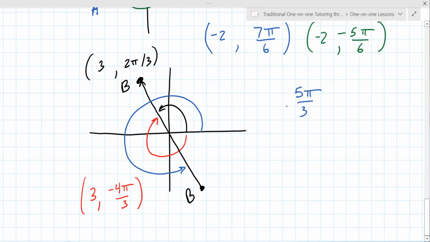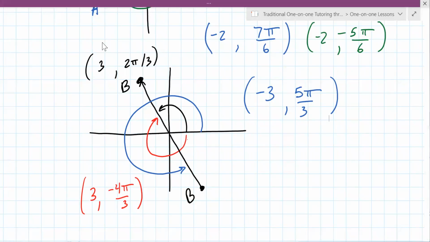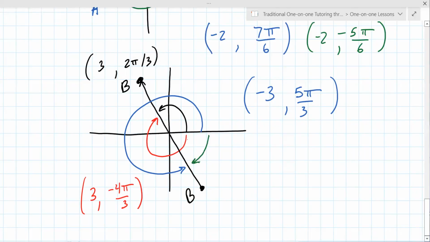So 5 pi over 3, but then you're over here in quadrant 4. So to get back to quadrant 2, that's why you negate the R. That means you flip backwards, or walk backwards to the other B. And then the last one here is just this smaller angle, minus pi over 3. But then you also need to go backwards to get to B.